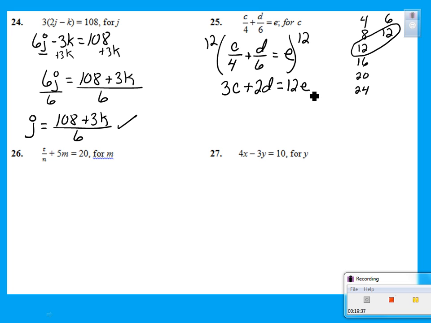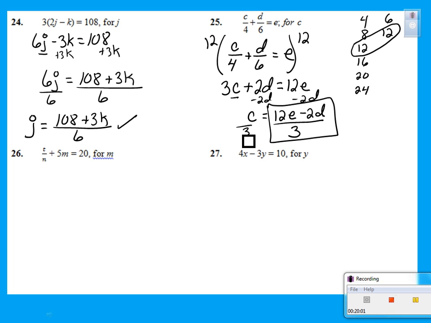Now we need to solve this for c. So do any subtraction first. Let me subtract 2d from both sides. So I now have 3c equal 12e minus 2d. To bring it home, I'm going to divide both sides by 3. So there's my answer. That's what c equals.